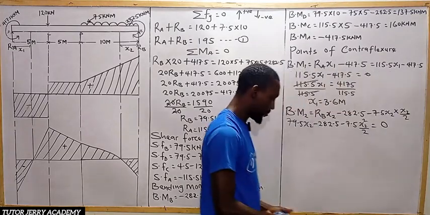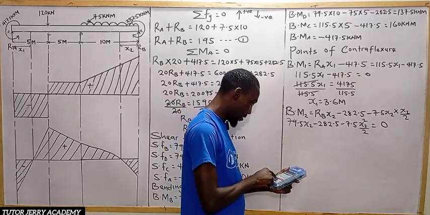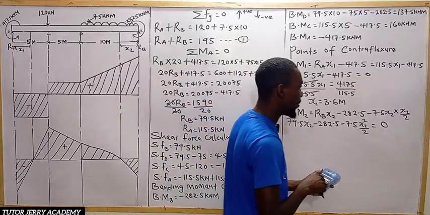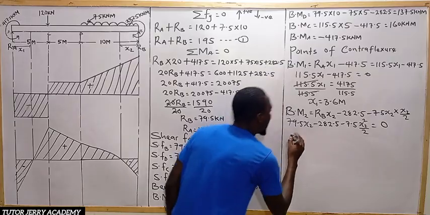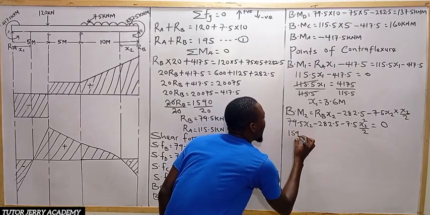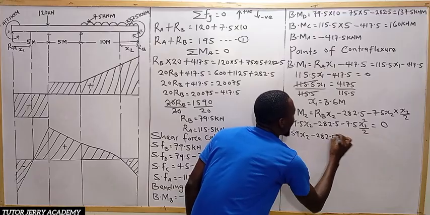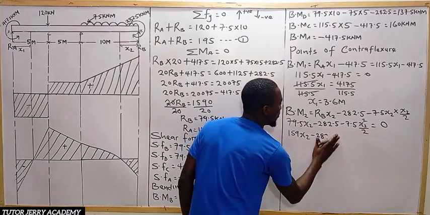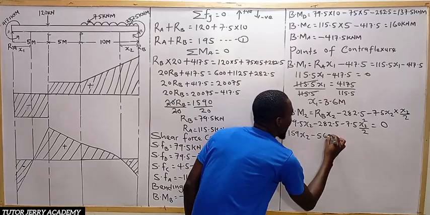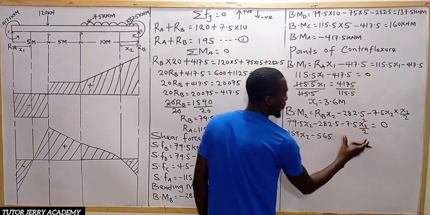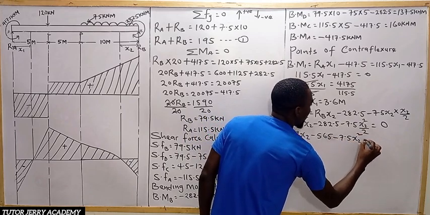All right, so if we multiply 79.5 by 2, what are we going to have? I have my calculator here real quick. All right, so that is going to give us 159. So 159 S2, then minus 282.5. Okay, sorry, 282.5 multiplied by 2. If you multiply 282.5 by 2, you are going to have 565. Then if we multiply this by 2, this 2 will cancel out, and we'll be left with minus 7.5 S2 square equals 0.